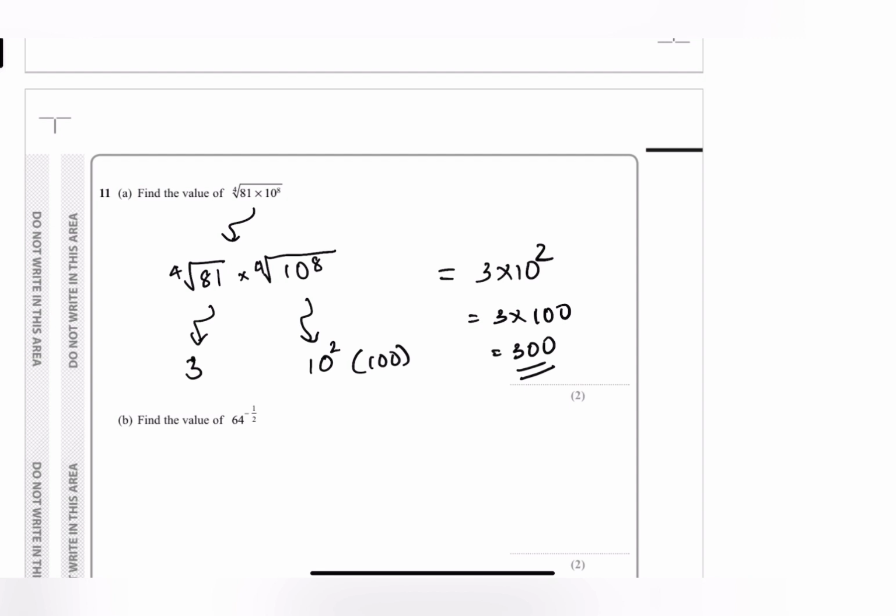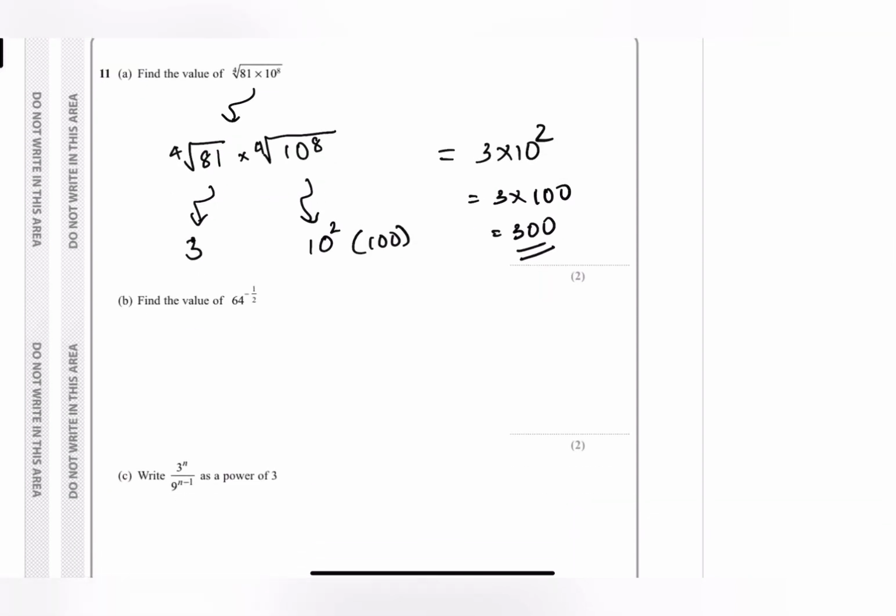Okay, simple. Now, next, find the value of 64 to the power of minus 1 over 2. So here we know 64 is the square of 8, and you can write this index as 1 over 64 to the power 1 over 2, the square root of 1 over 64. This can also be written as 1 over 64 to the power 1 over 2, or 64 to the power minus 1 over 2, which is represented in the question. So this has a value of plus or minus 1 over 8.